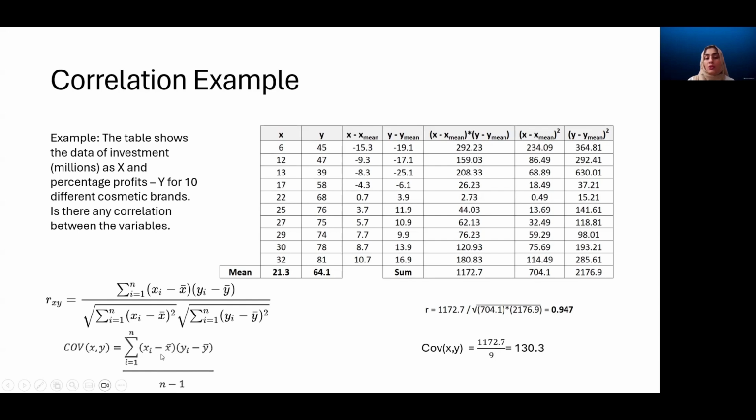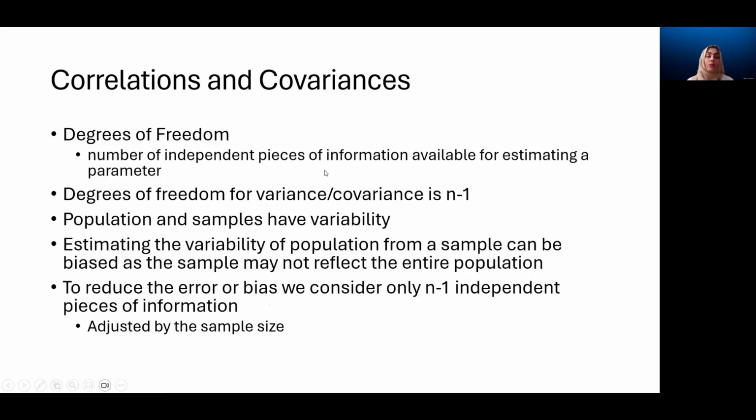So here we have this term calculated as 1172.7 from this table, and we divided it by n minus 1, which is sample size minus 1, and we get 130.3. So here you see, the correlation coefficient is going to range from -1 to 1, but the covariance value can range from -infinity to infinity depending upon the scale, the magnitude of the values that you're working with.